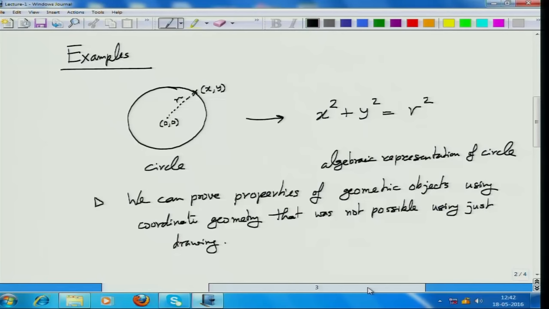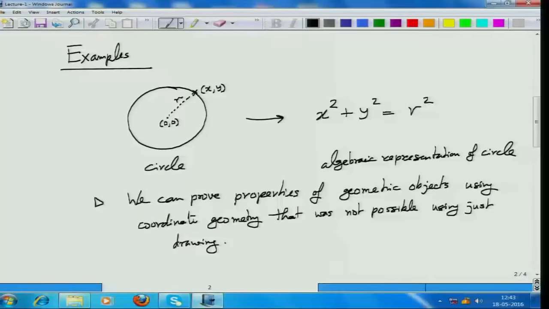Here you see that equation x square plus y square is equal to r square. This seems like an equation over numbers. There is addition, there is multiplication in here, and addition and multiplication is what we do for numbers.